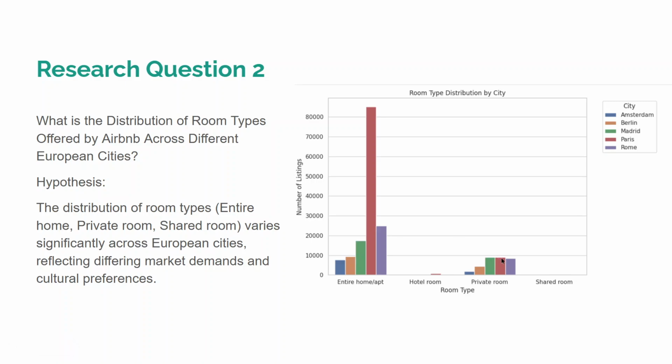And here you can see in my analysis that for all cities it was similar. They all had mostly entire home apartment room types from Airbnb, and the second one was private rooms. And as for hotel rooms and shared rooms, there was very little amount, which means it was the same trend for all cities, which contradicts this hypothesis.